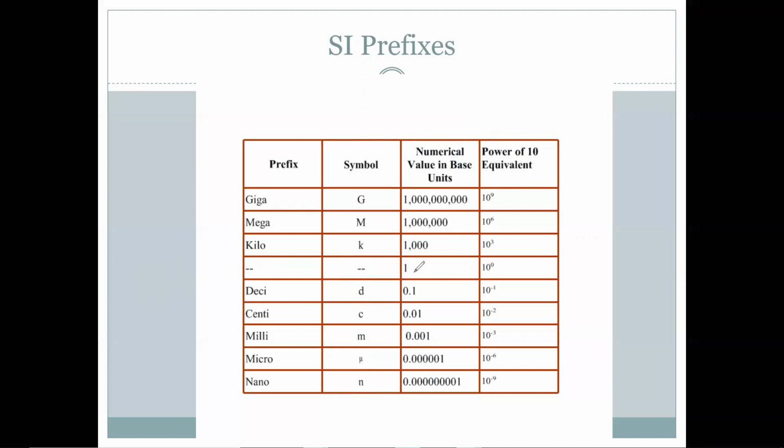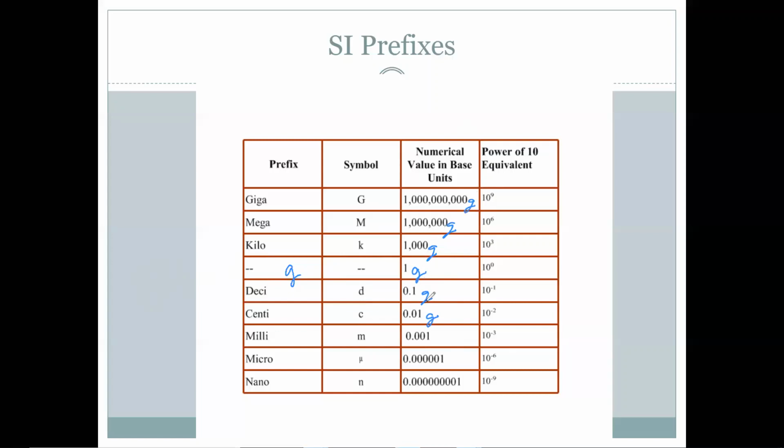So let's go back to grams. Let's say that we're talking about grams, and this here is 1 gram. Well, 1 kilogram is equivalent to 1,000 grams. 1 megagram is equivalent to 1,000,000 grams. 1 gigagram is equivalent to 1,000,000,000 grams. 1 decigram is 0.1 grams. 1 centigram is 0.01 grams, etc.